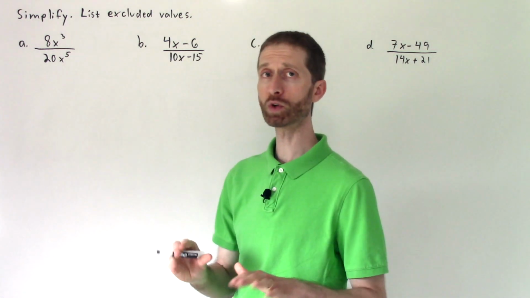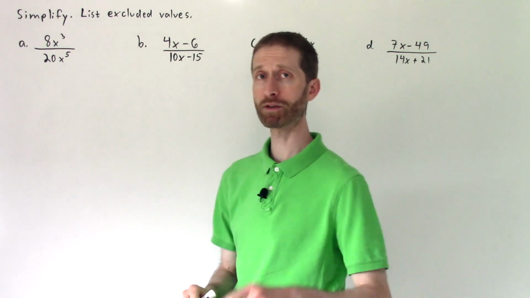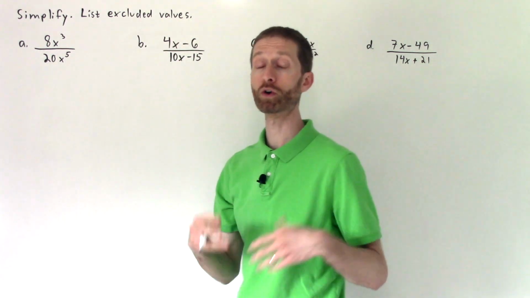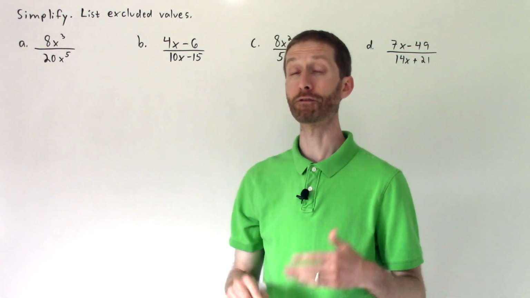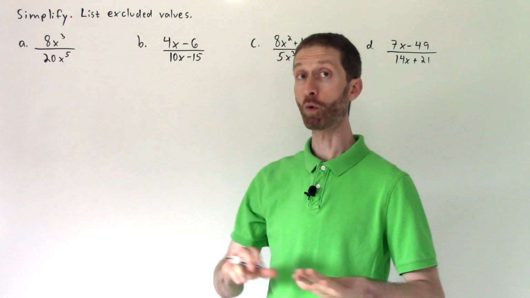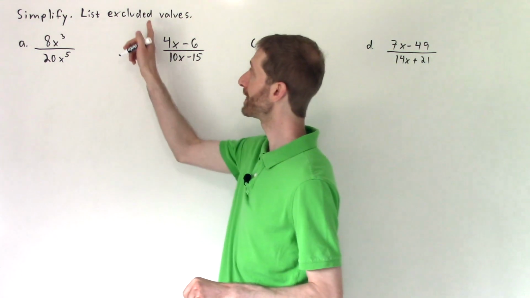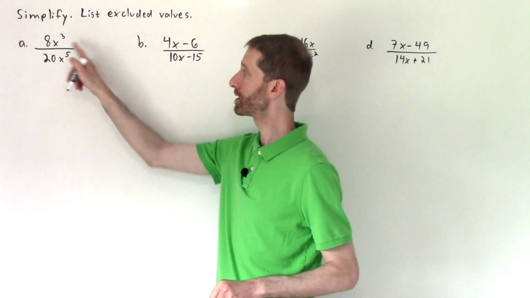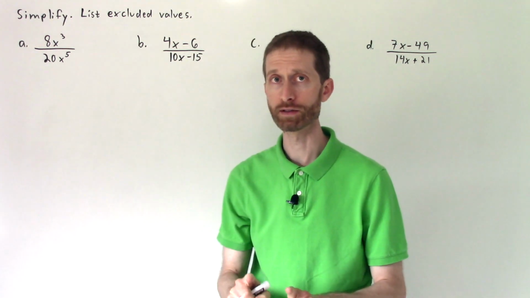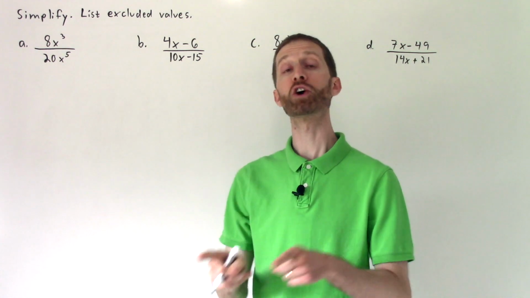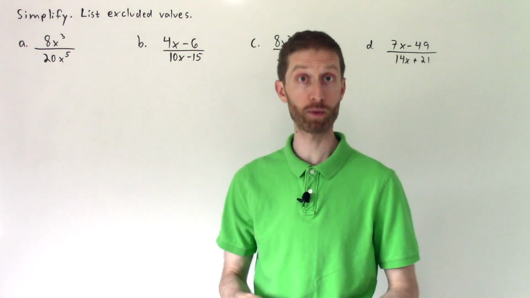I'm going to divide down by the greatest common factor, but the first thing I'm going to do is list excluded values, or what are called restrictions. I do that first before I divide anything out. So I factor, and then before I divide anything out, I list any x values that make the denominator 0. To see why I need to do this, check out my earlier video introducing what rational expressions are.